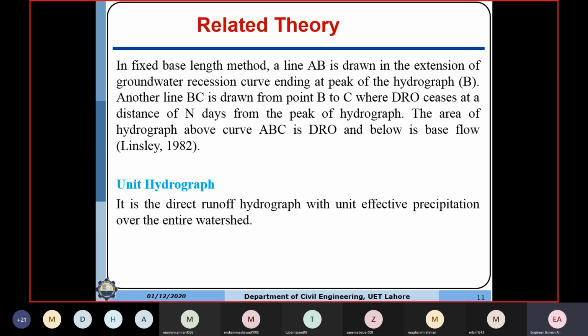So the remaining rainfall is the effective rainfall. So if in any area there is 1 centimeter or 1 inch of effective rainfall, then the hydrograph that results is called as unit hydrograph. It is a hypothetical hydrograph actually that we make by ourselves taking some assumptions, and this is derived from the direct runoff hydrograph.